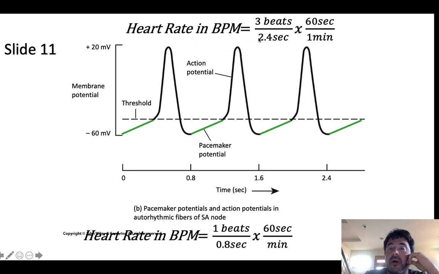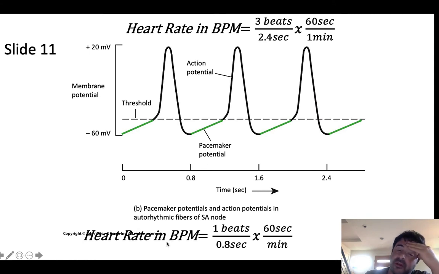Now, if I'm calculating heart rate in beats per minute, I need to do a little bit of dimensional analysis. So I want to get rid of seconds, and I want to go to minutes. How do we do that? By multiplying out fractions, which I'm sure you're already familiar with, so I won't linger too much on it. Any unit in the denominator will be canceled by a unit in the numerator, or vice versa. If I'm at 2.4 seconds, I know that there are 60 seconds in 1 minute. These two are going to cancel. And if I multiply 3 by 60 and divide it by 2.4, I get 75 beats per minute.